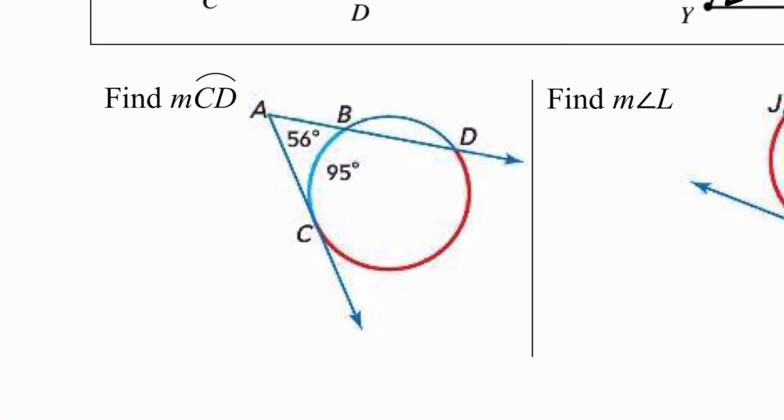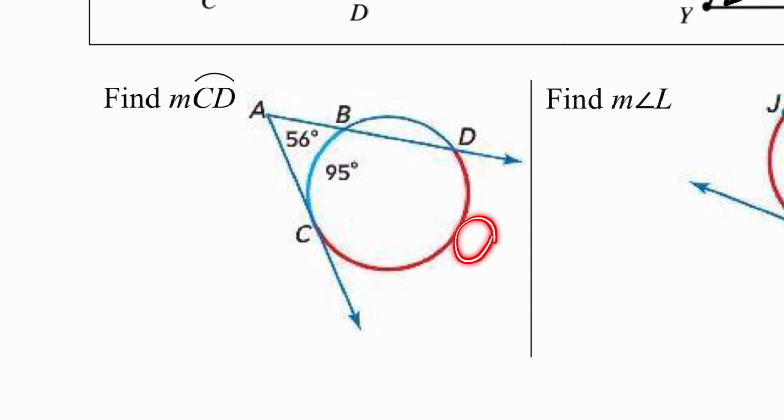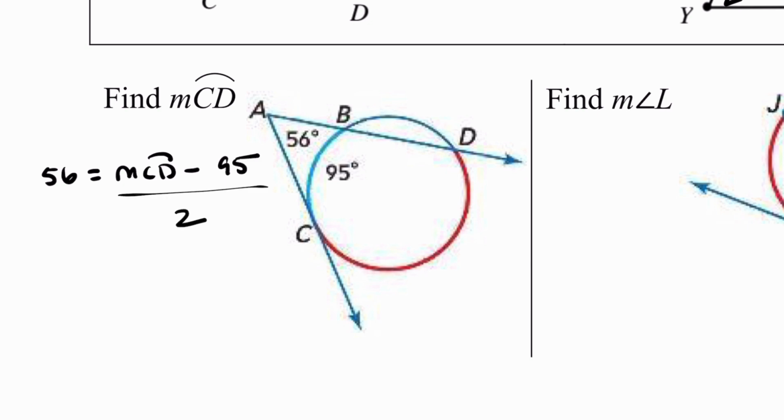Find the measure arc CD. Okay, so we don't have anything over here. We do have something here, and this is our angle. Now remember, it's the angle outside equal to the big minus small all over 2, right? So I do 56 equals the measure arc CD minus the measure arc CB, which is 95. And then I have to divide that by 2.